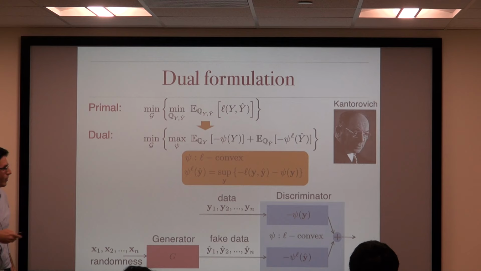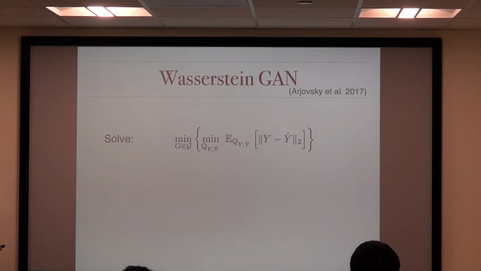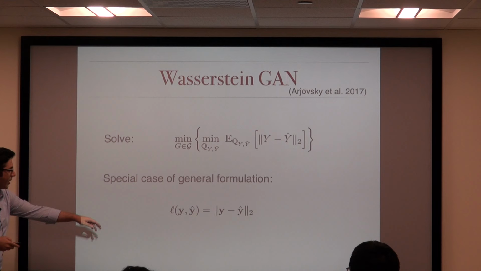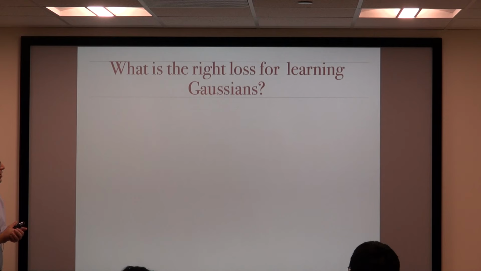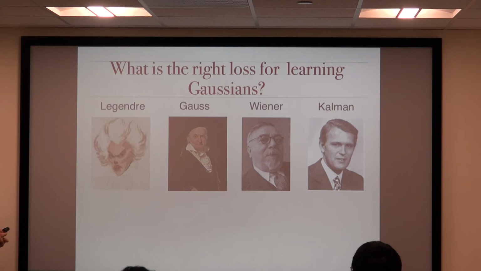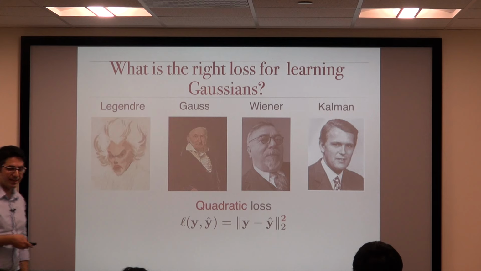First of all, this formulation can recover many of the state-of-the-art GAN formulations. Like Wasserstein GAN: you just replace this loss with the L2 loss. If you replace that, you'll get the Wasserstein GAN, that's WGAN. So what is the right loss function for learning Gaussians? Quadratic loss, right? Since Gauss, we know it is easier to analyze quadratic loss for Gaussians. And it is used in many applications in supervised learning, in the Wiener filter, Kalman filter, and so on. So instead of L2, I'm going to use L2 squared. If I do that, I get quadratic GAN. That's something that we call quadratic GAN 101.